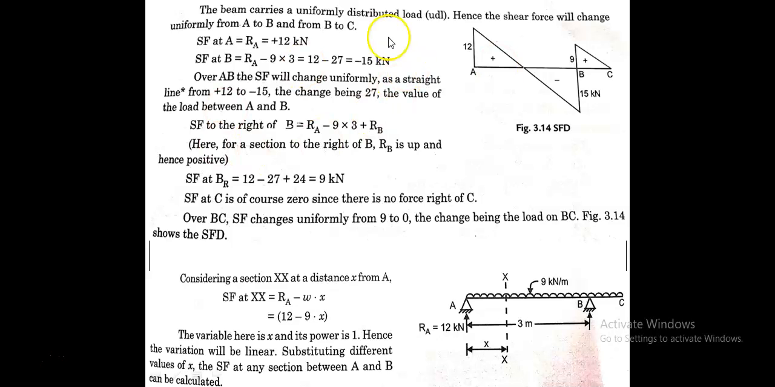So over AB the shear force will change uniformly as a straight line from plus 12 to minus 15, the change being 27, the value of the load between A and B. The shear force to the right is RA minus 9 into 3 plus RB at B. For a section to the right of B, RB is up and hence it is positive. Shear force at B: 12 minus 27 plus 24, it should be 9. So that value becomes 9 at B. Like that we can find the shear force at all sections.